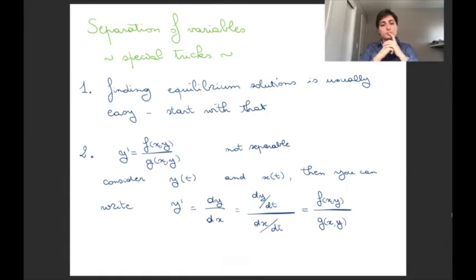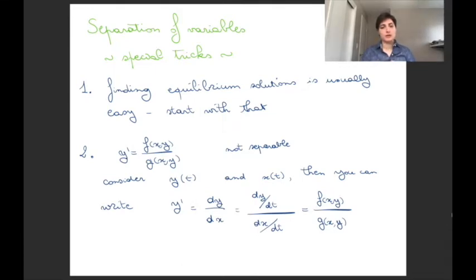Then you can look at situations in which your ODE is not separable, but has a specific format. We're looking at a format that is y prime equals a fraction between two functions in which both the numerator and the denominator depend on both x and y. And it might seem counterintuitive, but for a second bear with me.